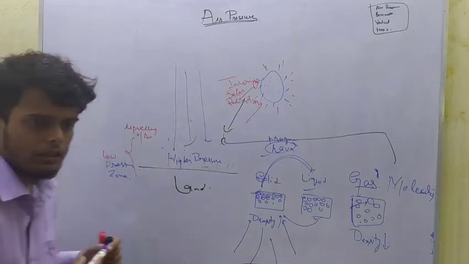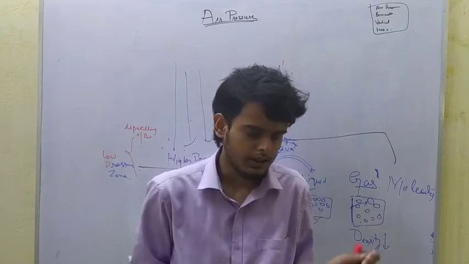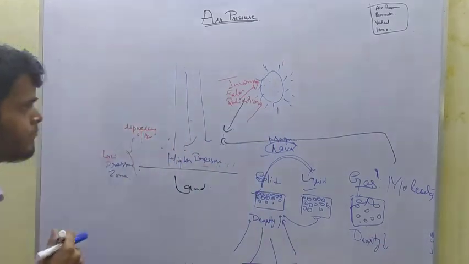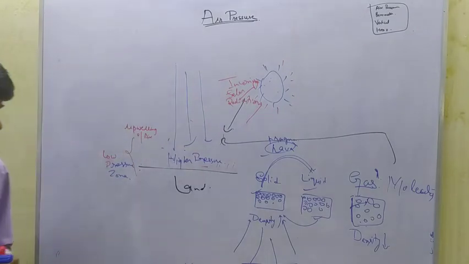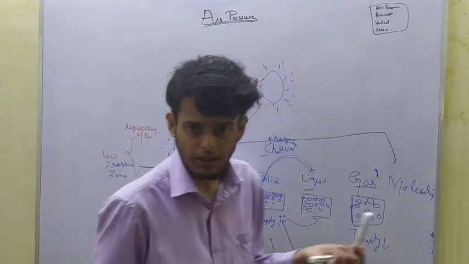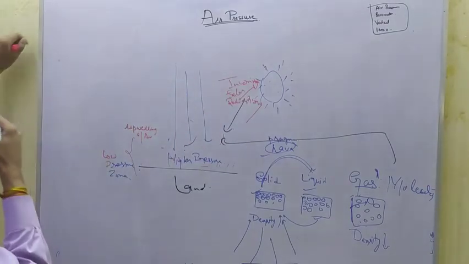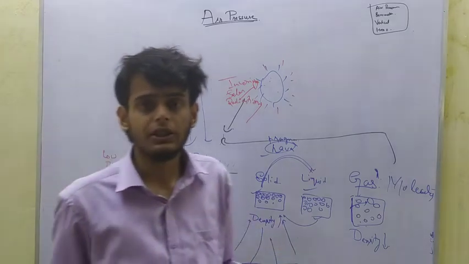The air pressure of any region is measured by an instrument which is called barometer. Barometer measures the air pressure, and the unit of air pressure is millibar. Now I shall discuss further. So this was all about the high pressure zones and the low pressure zones.